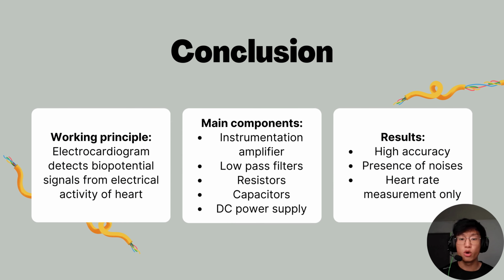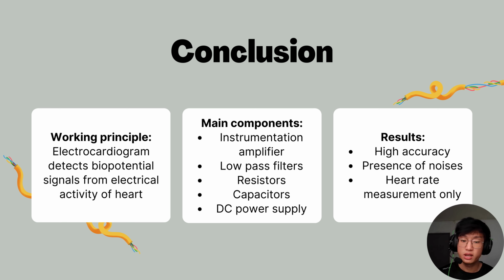In conclusion, our group designed an electrocardiogram machine to detect biopotential signals from electrical activity of the heart by attaching electrodes on the left and right arms and left leg of the subject. Besides that, the main components of our design consist of an instrumentation amplifier to compare detected signals, and passive and active low-pass filters to remove high-frequency noises. Moreover, resistors and capacitors are used along with the other components to adjust gains of the amplifier and cutoff frequency of the filters, while a DC power supply is used to supply DC power to the amplifiers.